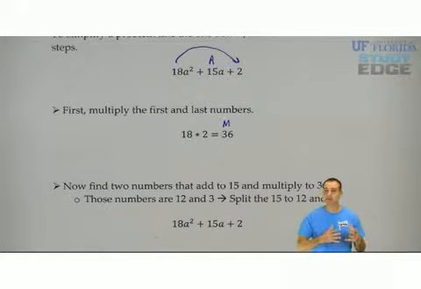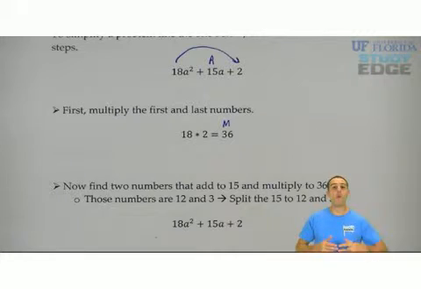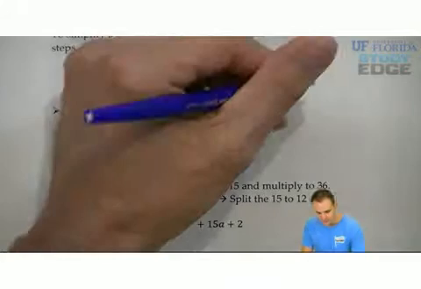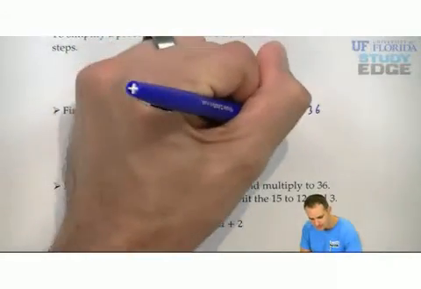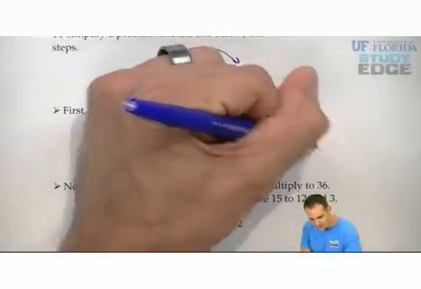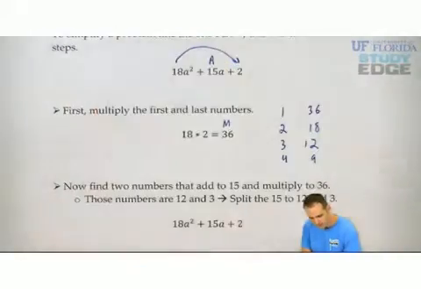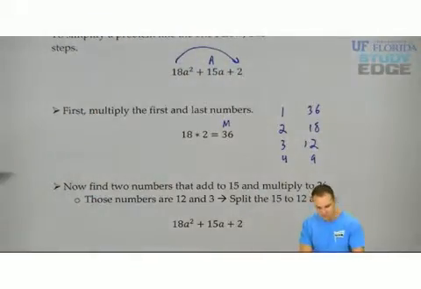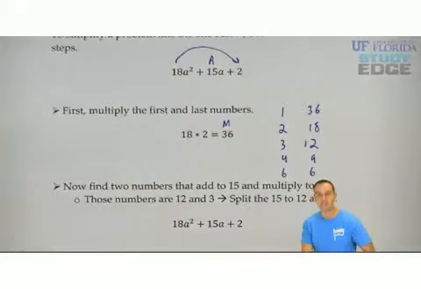Now, eventually you'd be able to figure it out, but one little tip for you is to write down all the factors of 36. 1 times 36, 2 times 18, 3 times 12, 4 times 9, 5 doesn't go into it, 6 times 6.